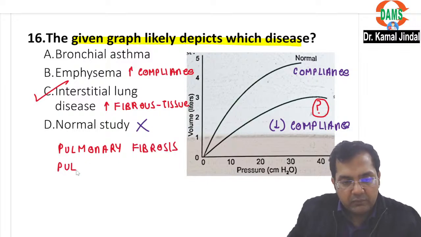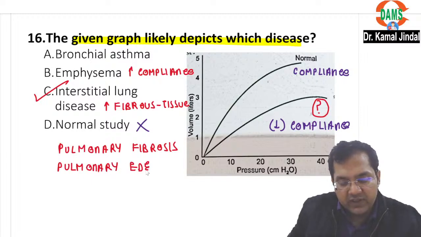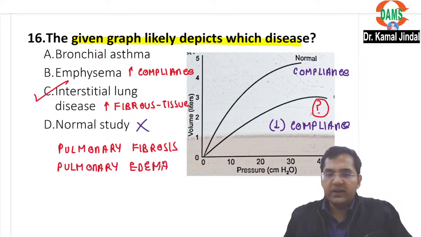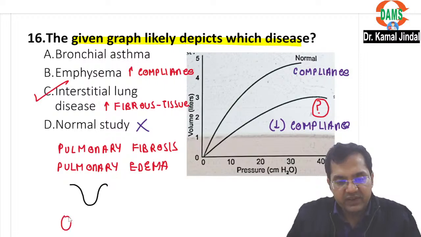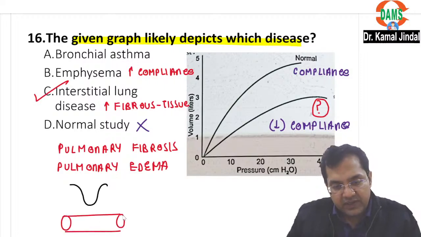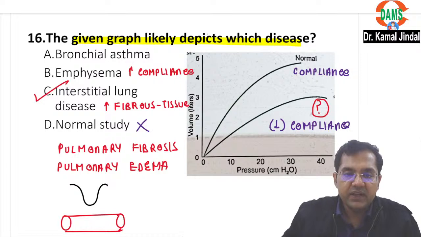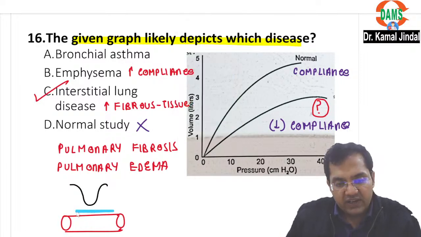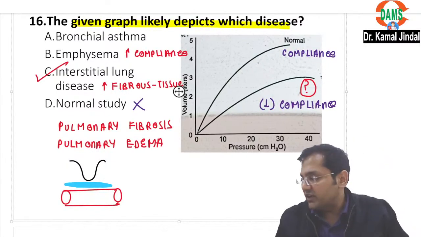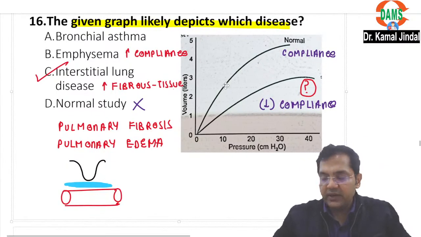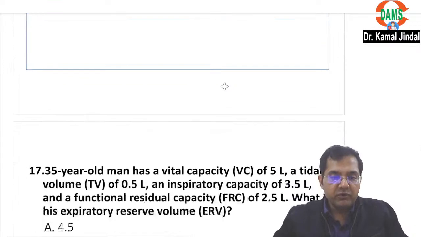or pulmonary edema, when the fluid has accumulated in the lung, right? Maybe something like this. Just see this. This is the alveolus representation. This is the representation of the pulmonary capillary. In between the two, I have lots and lots of water, fluid. What will happen? Naturally, if there is fluid accumulation, pulmonary edema, the lung will not be able to stretch, right? Let's move to question number 17 now.